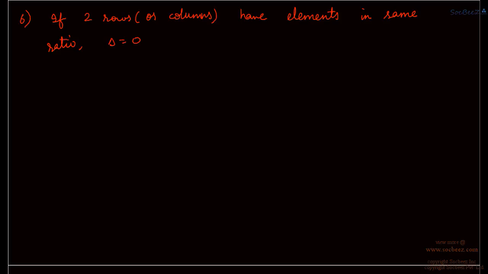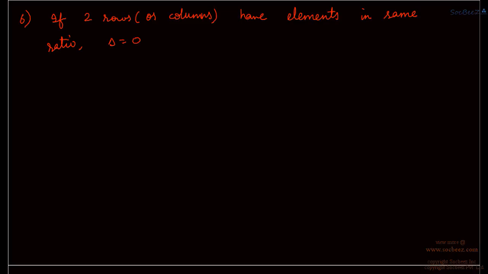It's very easy to see how. Suppose my first row is A11, A12, A13, and the next row, since they are in some ratio, let us say the second row, that is A21, A22, and A23, I write that as K times A11, K times A12, K times A13. Now what I can do is take this K from the second row common, right?